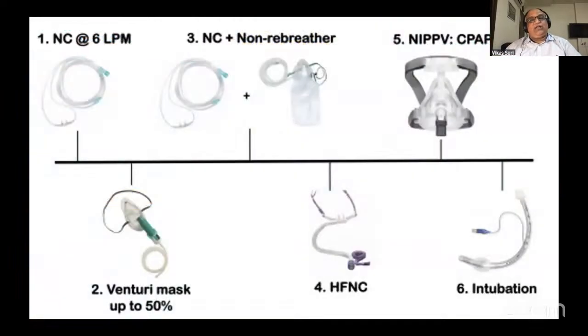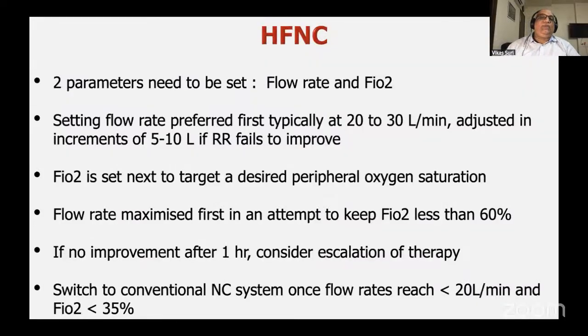There are various oxygen delivery systems which range from nasal cannula to non-rebreather mask to venturi mask. COVID taught us about the use of HFNC, and finally you have ventilation with intubation. What about HFNC? We have to set two parameters, the flow rate and the FiO2. First, set the flow rate and then set the FiO2 to the required level. If there is no improvement after 1 hour, consider escalation of therapy to the next level.